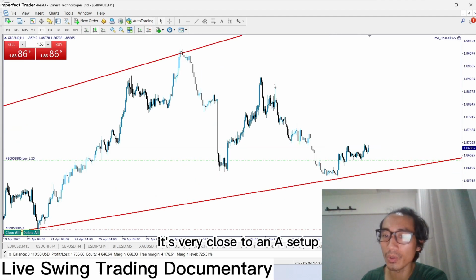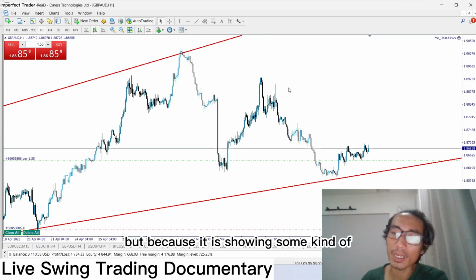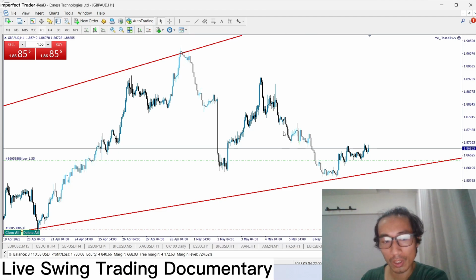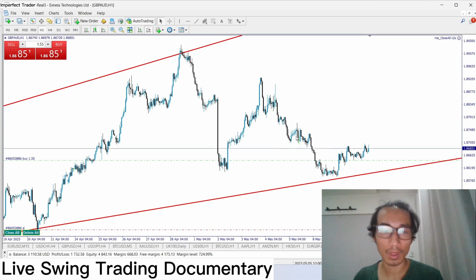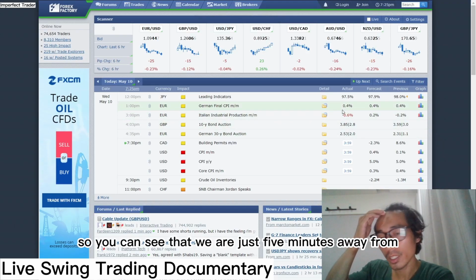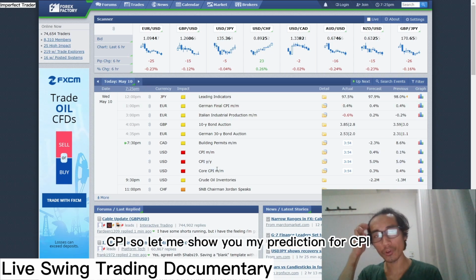It's very close to an A setup, but because it's not really a perfect setup, I will still grade this trade a B. All right, YouTube, you can see that we are just 5 minutes away from CPI. So let me show you my prediction for CPI.